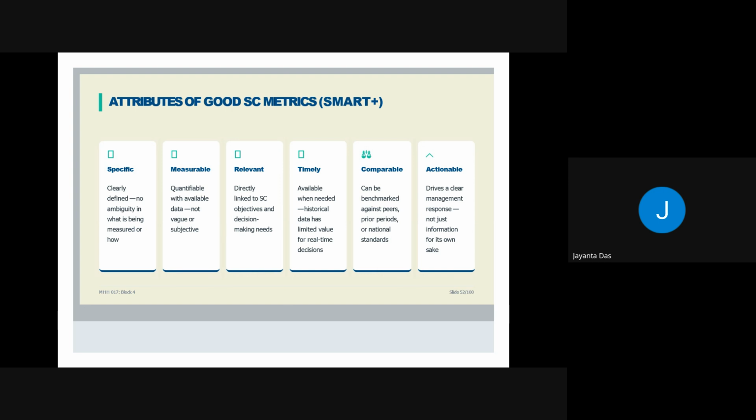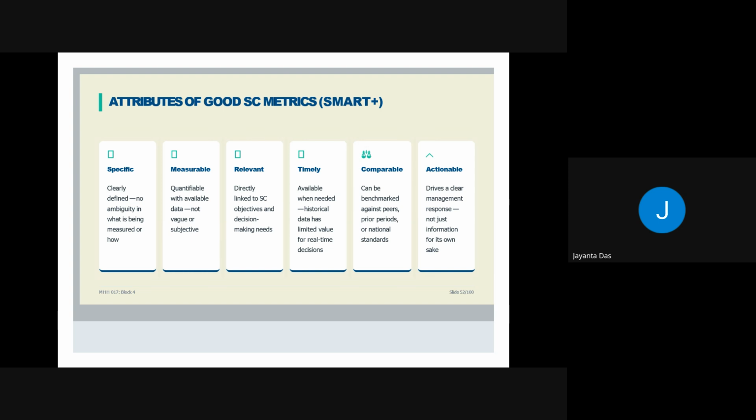Attributes for good supply chain metrics, you can use the word SMART, that is specific, measurable, relevant, timely, comparable, and actionable. So it is the same one as I discussed in the previous unit. These attributes should be specific, that is clearly defined, no ambiguity in what is being measured or how. Measurable, quantifiable with available data, not vague or subjective. It should be relevant, directly linked to our supply chain objectives and decision making needs.